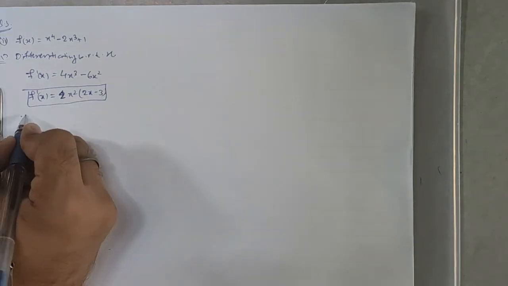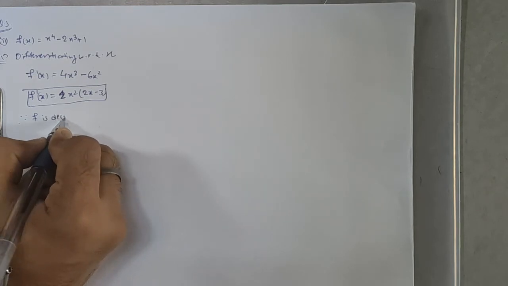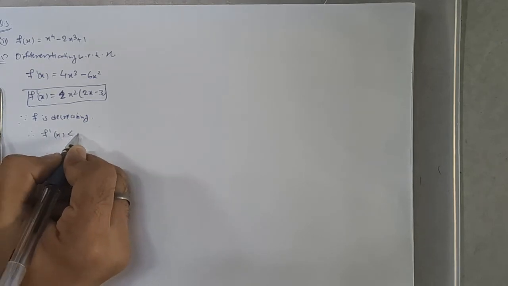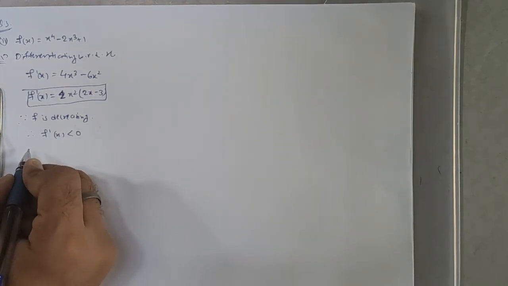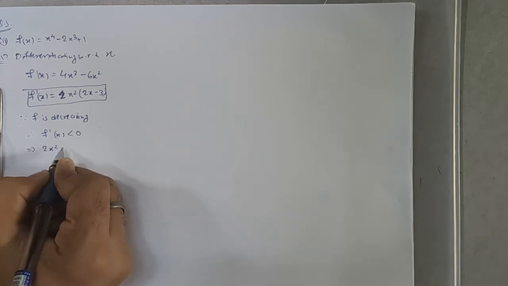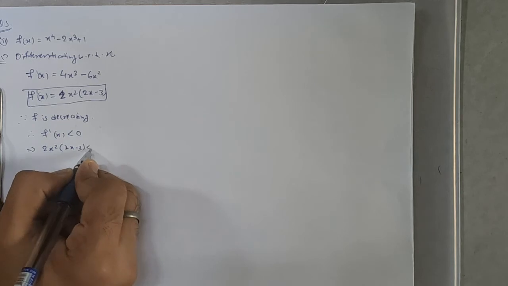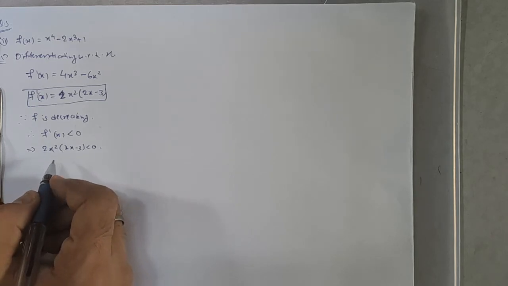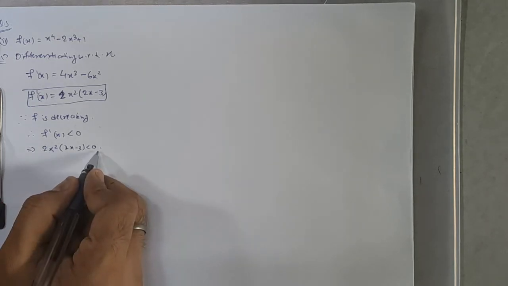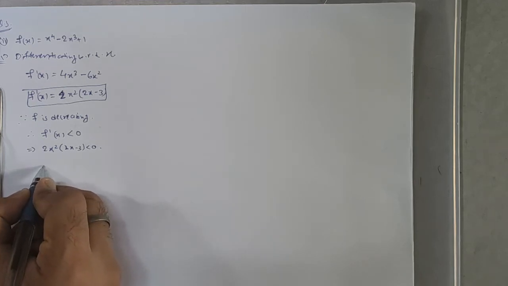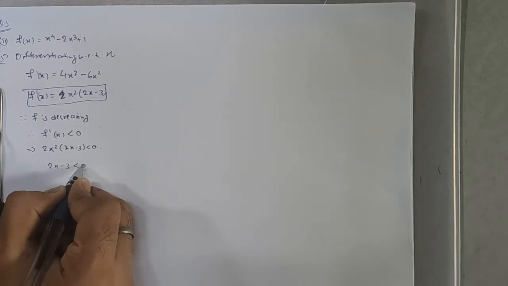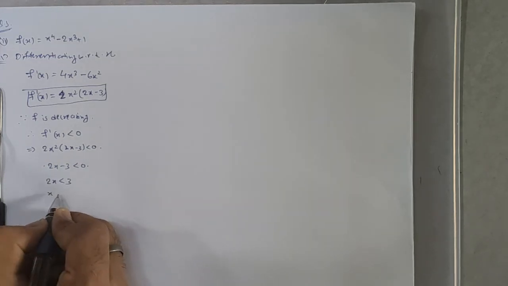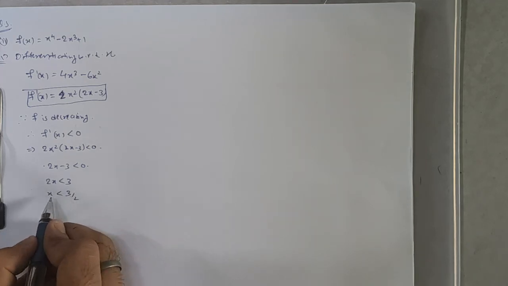Now since f is decreasing, therefore f dash of x would be less than 0. So this implies 2x square into 2x minus 3 is less than 0. If x is 0, then the whole term becomes 0, so x cannot be 0. So this implies 2x minus 3 is less than 0. So this means 2x is less than 3 and x is less than 3 by 2.